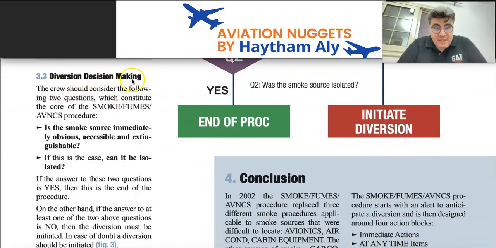Diversion decision making: the crew should consider the following two questions which constitute the core of the smoke fumes avionics procedure. Two questions for you, my fellow pilots, during a situation of smoke fumes avionics procedure. What are they? Is the smoke source immediately obvious, accessible, and extinguishable or not? If this is the case, can it be isolated or not?